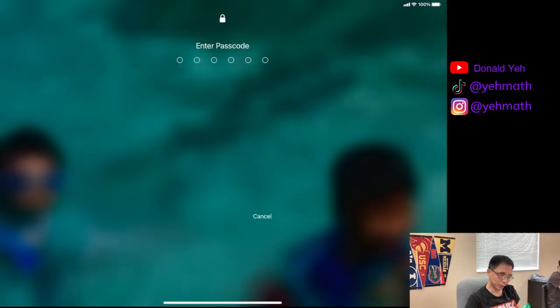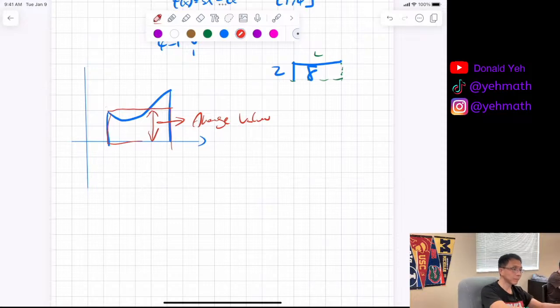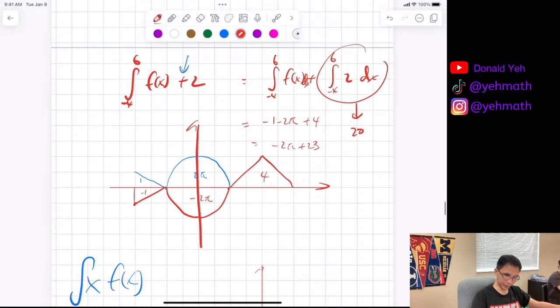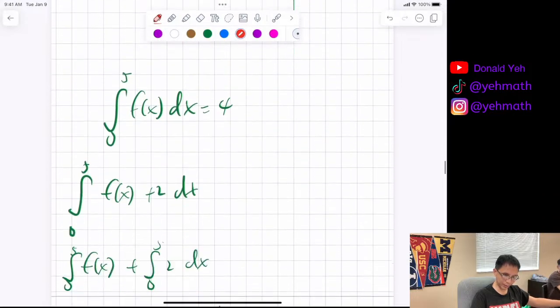So, questions from the homework if you're confused. Can you go over just 49? Yeah, 49. Let me see 49. Okay, 49 is right here.